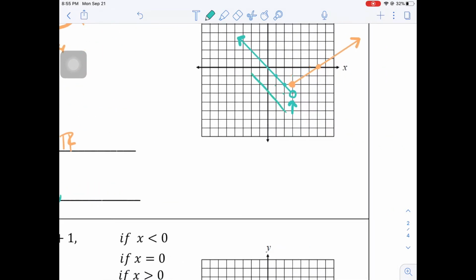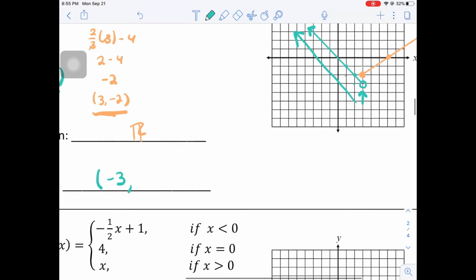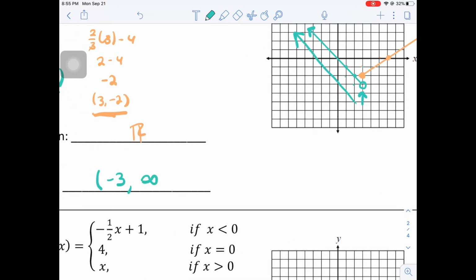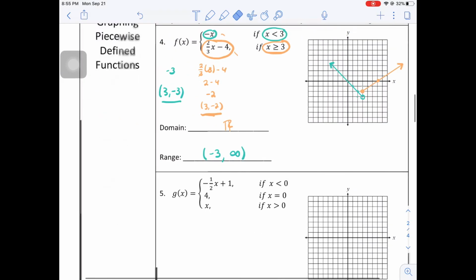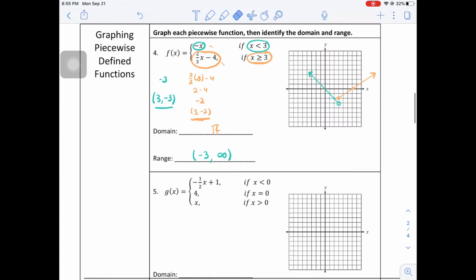Well, if we follow this graph up, it's going up to forever. So we would say -3 to infinity. Okay? And then that's the domain and range. All right? Next one.